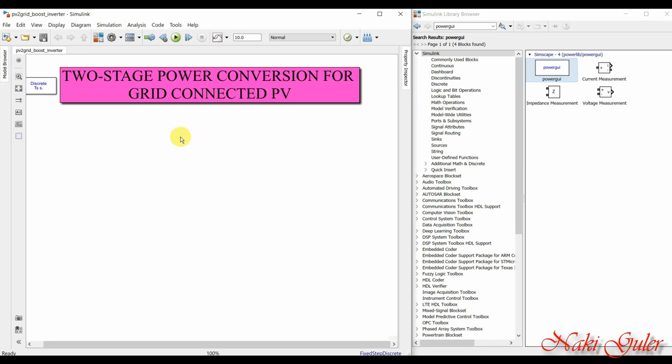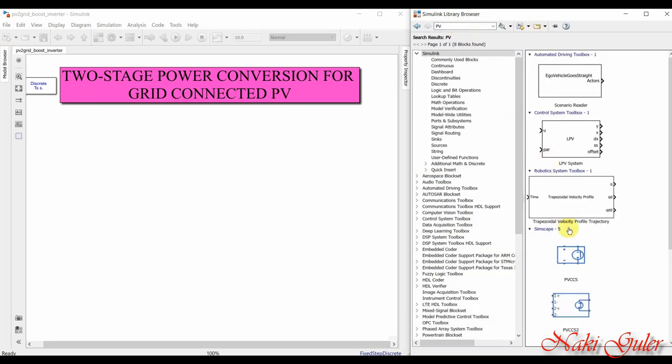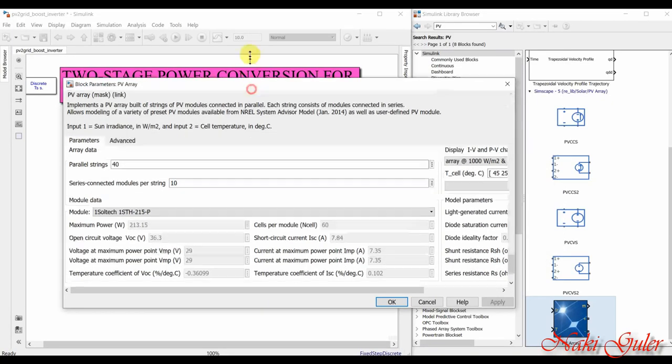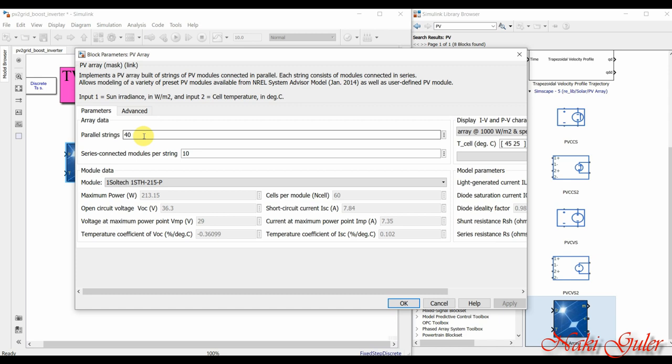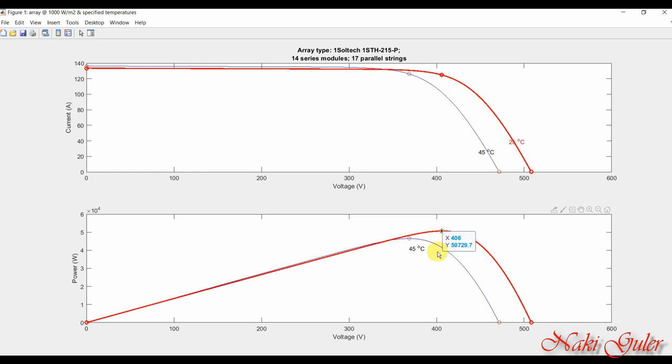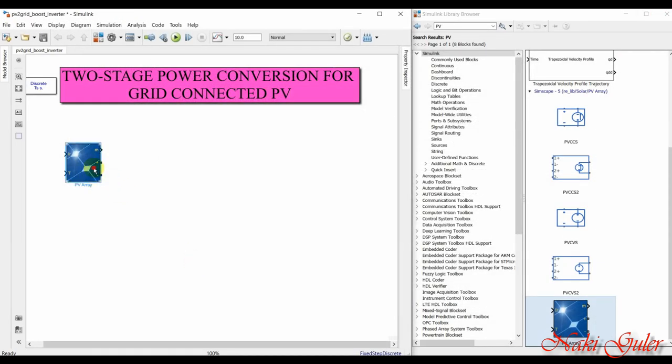Firstly I would like to put all the components into the simulation file, then I will explain the design of the converter and inverter side filter and other parameters. Now we need a PV. I want to design a 50 kilowatt model, so 17 parallel and 14 series PV panels, and we may check the maximum power curves. Yes, here, 50 kilowatt at 46 volt. Okay, it is ready now.